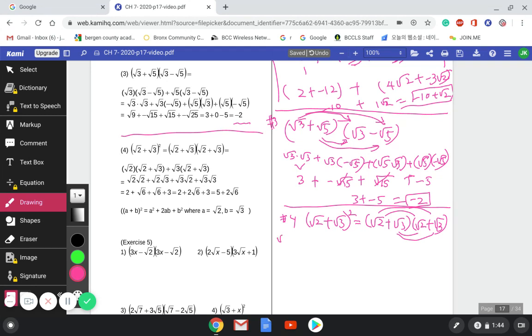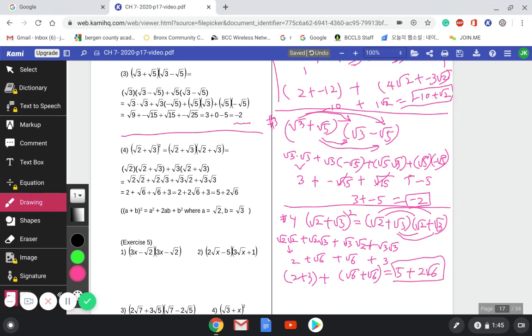When you do that, you get square root of 2 times square root of 2 plus square root of 2 times square root of 3 plus square root of 3 times square root of 2 and square root of 3 times square root of 3. So that ended with 2, square root of 6, square root of 6, and 3. So two integers, you group them together and you group the radicals together. So you end up with 5 plus 2 radical 6 as your final answer.